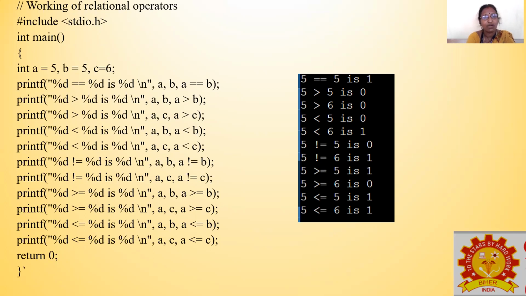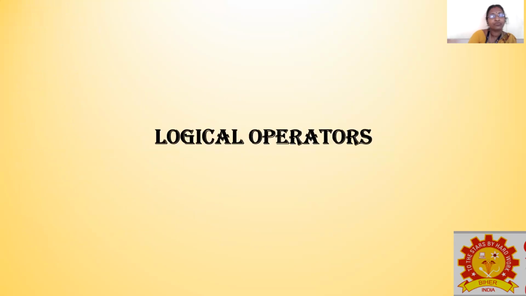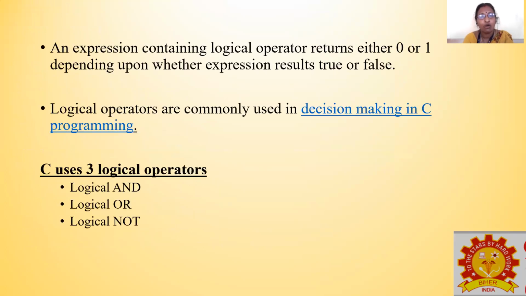So this expression is evaluated to 0. A not equal to C, yes, A is not equal to C. So this expression is evaluated to 1. A greater than or equal to B, yes, A is greater than or equal to B. So the expression is evaluated to 1. A greater than or equal to C, 5 greater than or equal to 6, no, the expression is evaluated to 0. So next we are going to see logical operators.